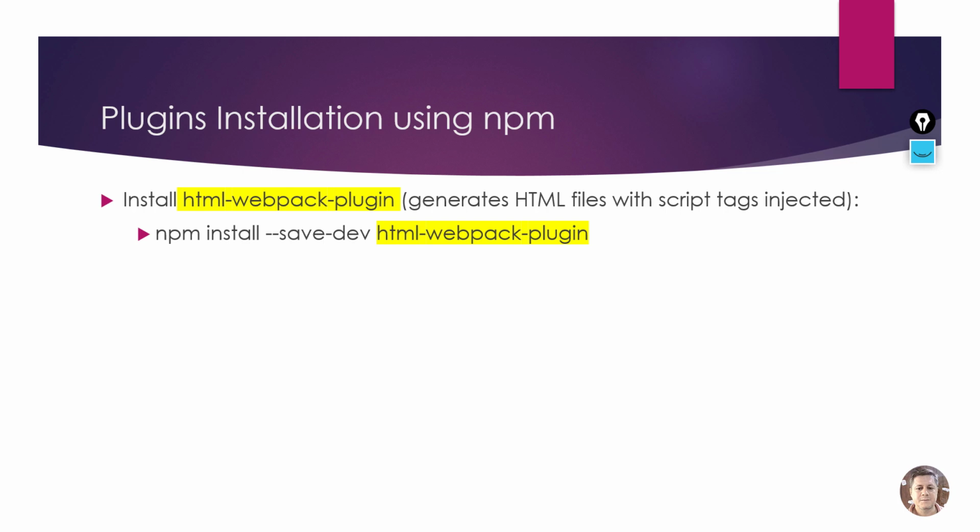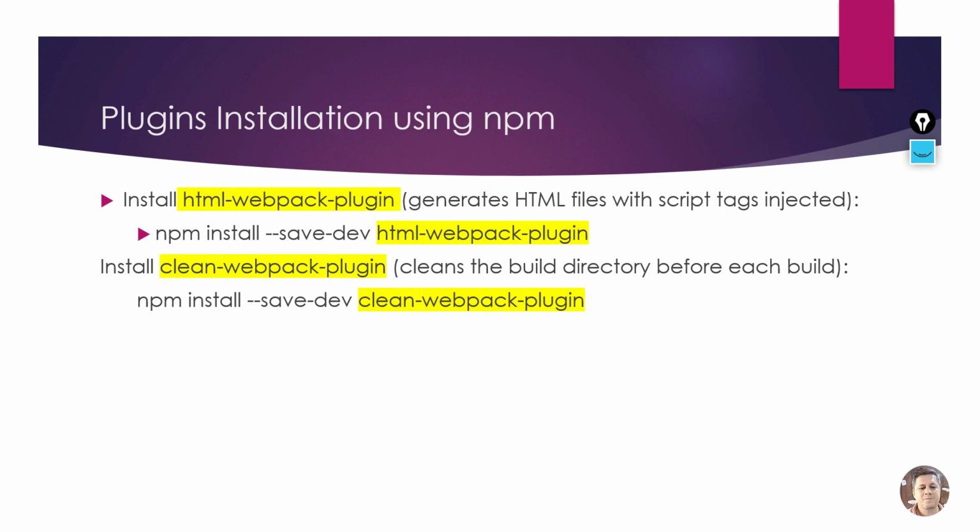For HTML webpack plugin, you can use this command: npm install --save-dev html-webpack-plugin. Why --save-dev? Because in production it has no use, because you are not going to execute this command. You will be getting the output bundle, right? That's why --save-dev is important here. Then npm install clean-webpack-plugin.